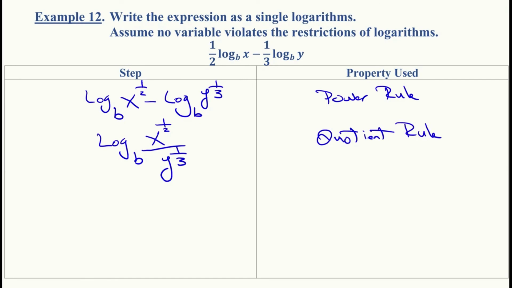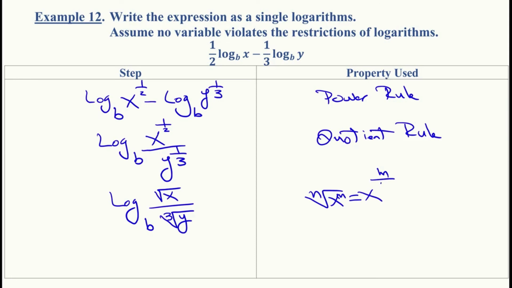And finally, if we like, we could just go ahead and write those as radicals. So we can say log base b of square root of x over the cube root of y. There we're just using the nth root of x to the m equals x to the m over n rule. And that's all there is to that one.